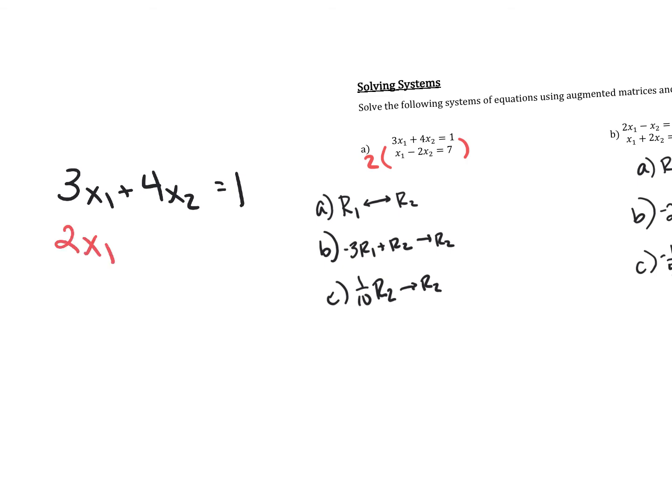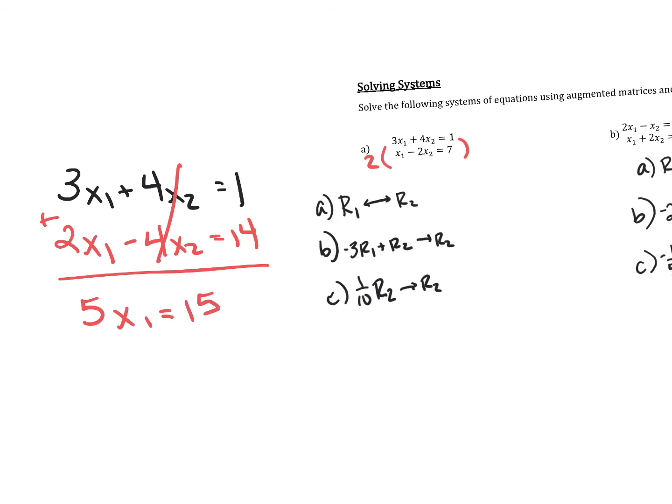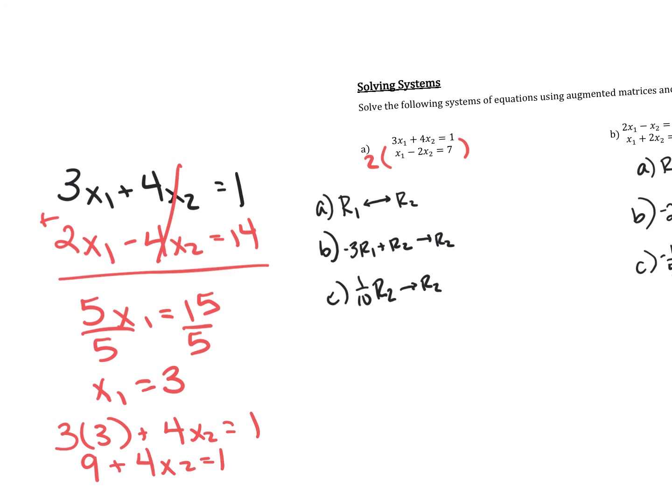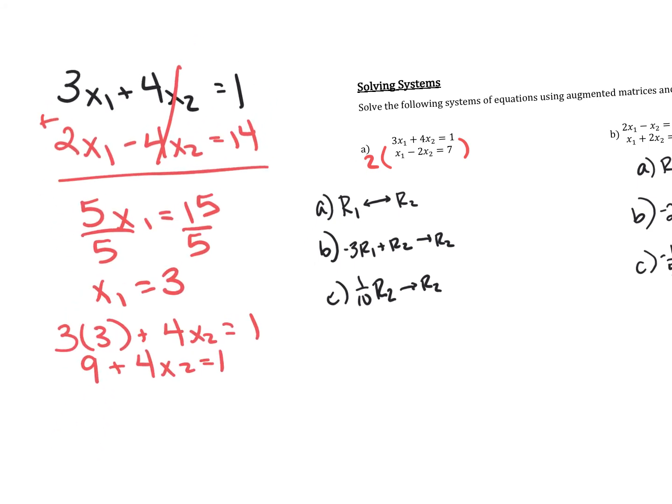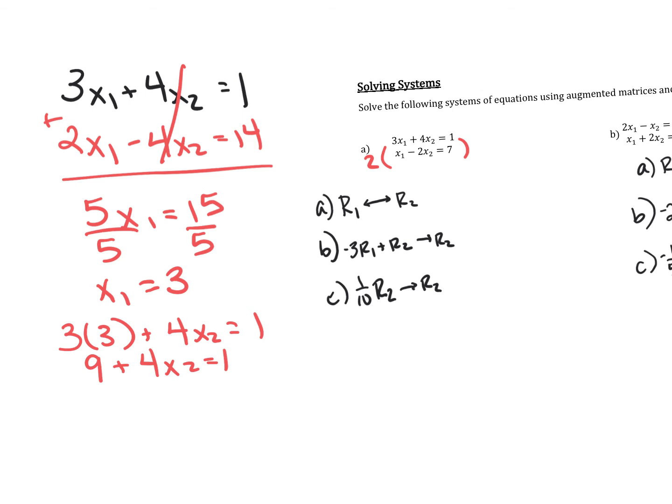I'd get 2x1 minus 4x2 equal to 14. And remember, we're going to eliminate here, and then we're going to add these. And we get 5x1 is equal to 15. Divide everything by 5, I get x1 equals 3. So I know x1 equals 3. I can go back and find x2 by doing 3 times x1, which is 3, plus 4x2 is equal to 1. So I get 9 plus 4x2 is equal to 1. If I want to solve for x2, I'm going to subtract off 9 on both sides. I get 4x2 is equal to 8. Divide everything by 4.